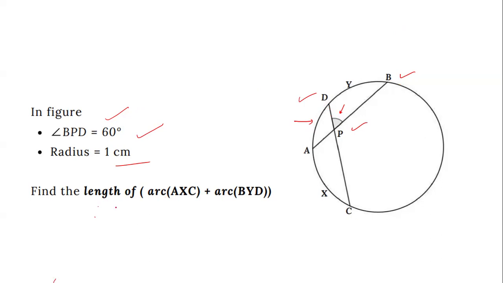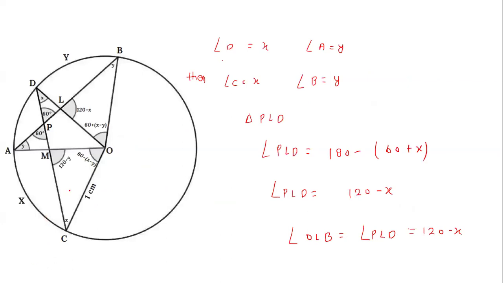Then we have to find the length of the arc AXC and arc BYD. AXC you can see this arc and BYD you can see this arc. So we have to find the sum of the lengths of the arcs. So let's see how we can solve this. So you see this figure.